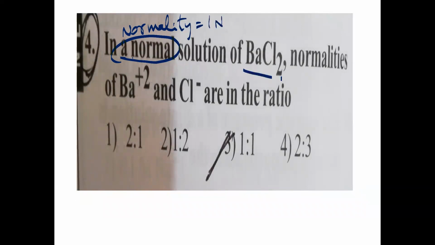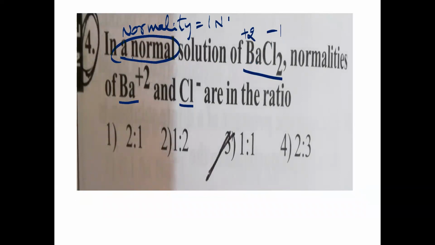Okay. Now barium chloride is given. In this, Ba plus 2 is there, Cl minus 1 is there. So each Cl is minus 1, each barium is plus 2. So each barium atom has plus 2 charge, each chlorine has minus 1. Now in this normal solution, they asked the ratio of normalities of Ba plus 2 ion and Cl minus ion. So normality of Ba plus 2 to normality of Cl minus.